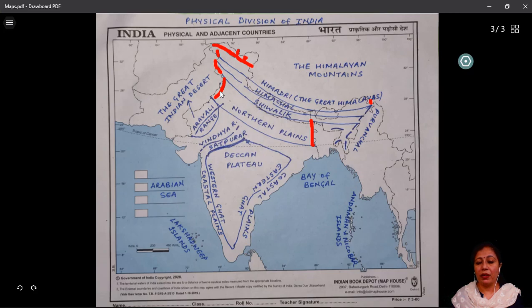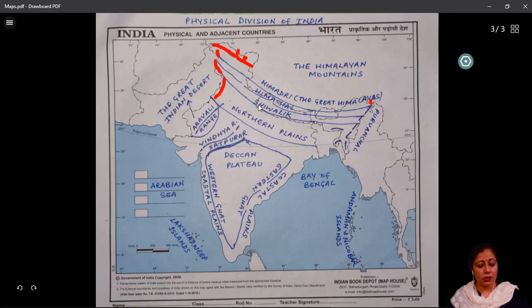This northern plain covers this area in India. Mainly these are Punjab, Haryana, Uttar Pradesh, a little part of Madhya Pradesh, Bihar, the northern part of Jharkhand, and some part of West Bengal. So, in this way these areas are called the northern plain area. Clear?